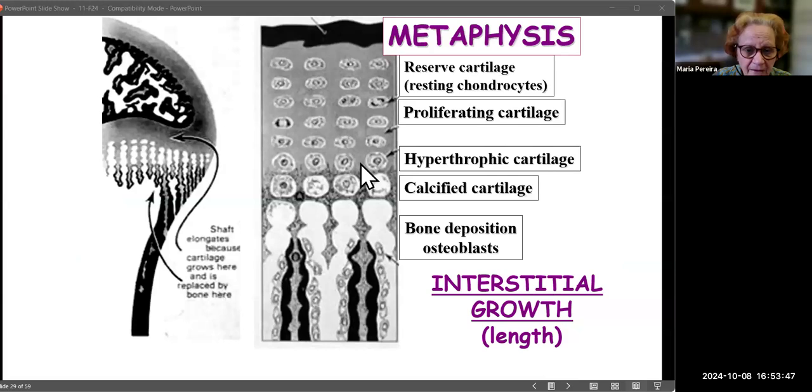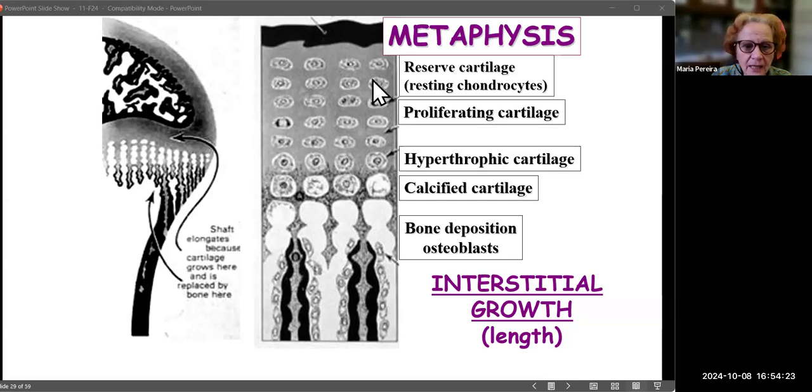So let's look at the metaphysis. This, at the metaphysis, is where the bone can grow. Interstitial growth occurs at the metaphysis. The metaphysis is the area in both epiphyses where the bone growth occurs. So what type of cells are at the metaphysis that allow the bone to grow? It's all based on cartilage. The cells involved in this bone growth are known as chondrocytes.